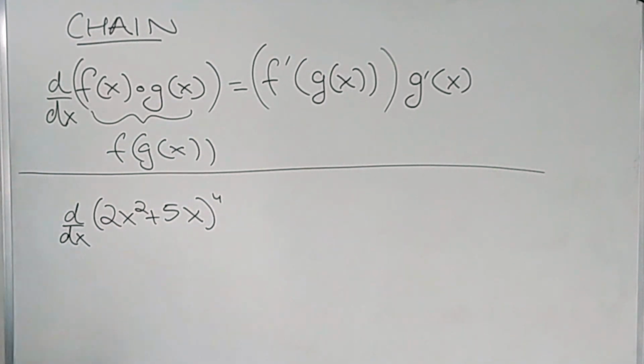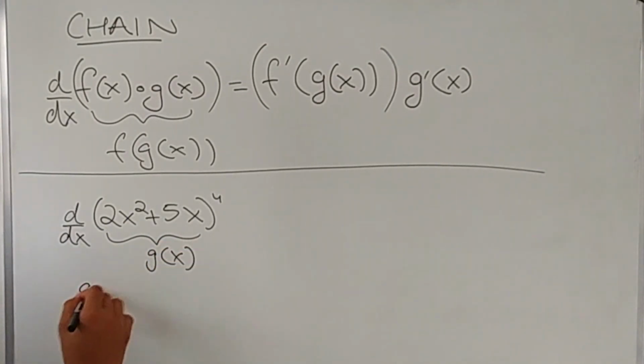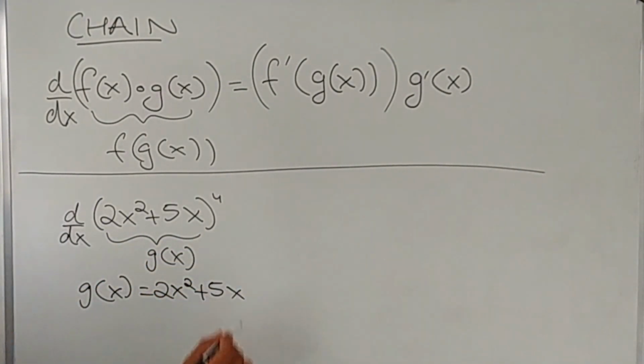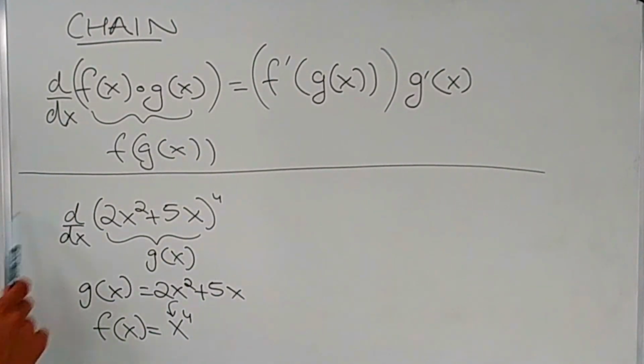The first thing we must do is identify g of x and f of x. So if you've learned composite functions, which I really do hope you have if you're starting calculus, we can say that this over here can be g of x. So g of x can be 2x squared plus 5x, and f of x can be x to the 4th. So if we're taking f compose g, we have to simply place this entire thing into that, and we get this right over there. So how would we solve this?